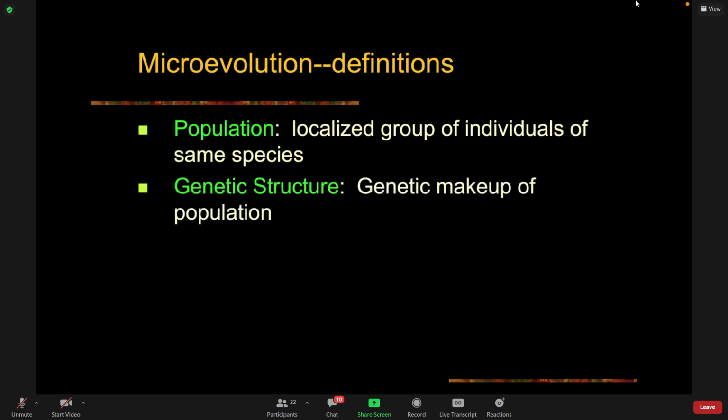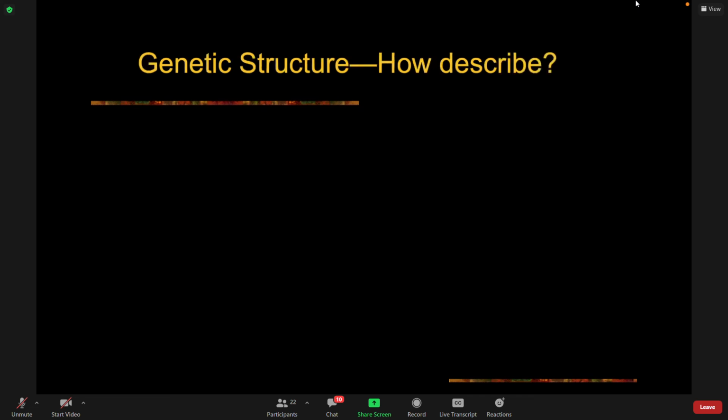So the genetic structure: it's impossible to look at the entire genetic structure of a population. A lot of times when we're looking at what we call genetic structure, we're examining it based on just a few gene loci. And that's what we're going to do here, concentrating on the genetic structure of a single gene locus. So it's the genetic makeup in the population. How do we describe the genetic structure? I'm going to give you 3 different ways we can look at it.